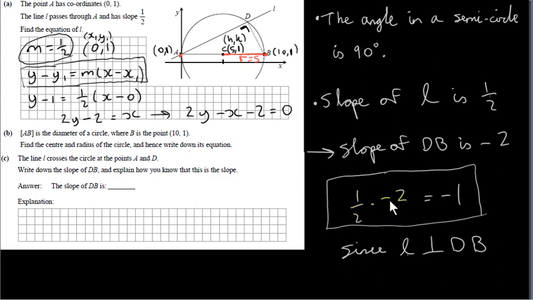It means if we multiply the slopes of two perpendicular lines together, we always get minus 1. So if we know the slope of one line, we can get the slope of the other line by just inverting this number and changing the sign. So we invert this number to get plus 2, change the sign to get minus 2.